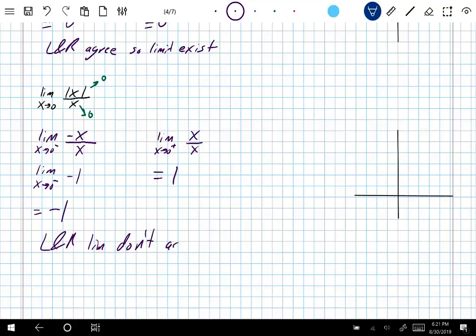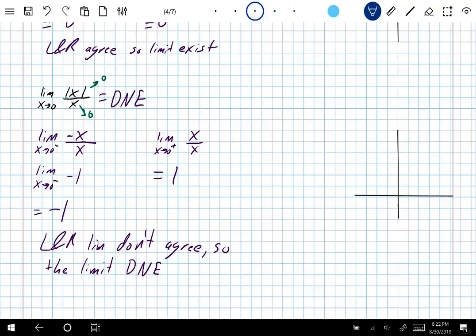They don't agree. So the limit does not exist. And up here, we're just going to go ahead and write DNE. Boom. Does not exist, which is different from undefined. Okay, so that limit does not converge.